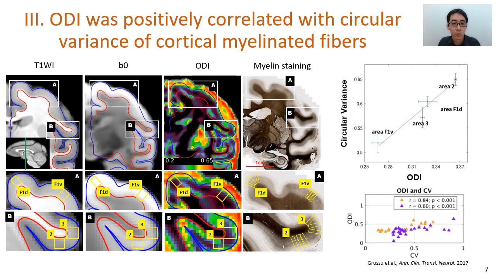Next, with regard to macaque cortical ODI, we manually registered diffusion images to myelin staining, and analyzed mean ODI and circular direction variance in 4 regions of interest. We found ODI and circular variance had a positive correlation. Despite the small number of samples, ODI may reflect the complexity of cortical myelin fibers, which is consistent with the previous study published by Gruss et al.